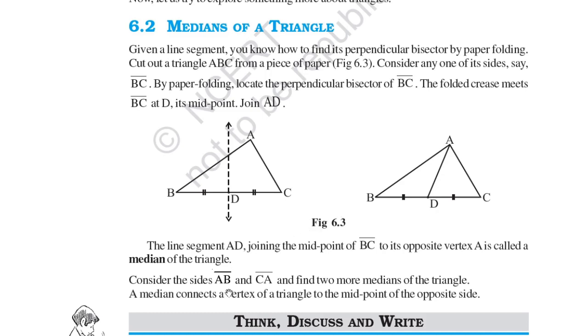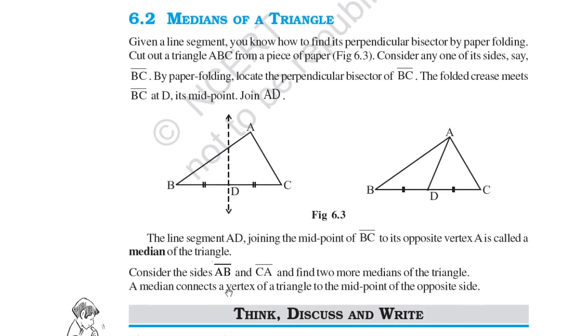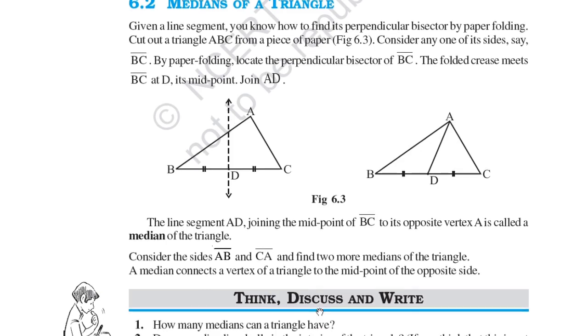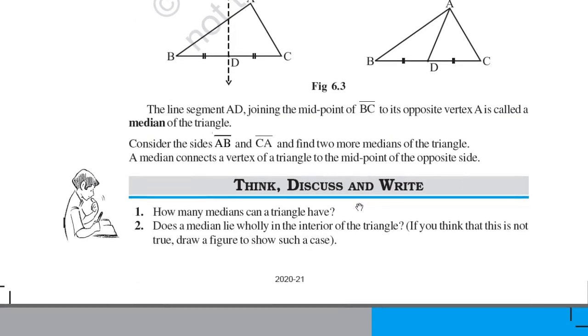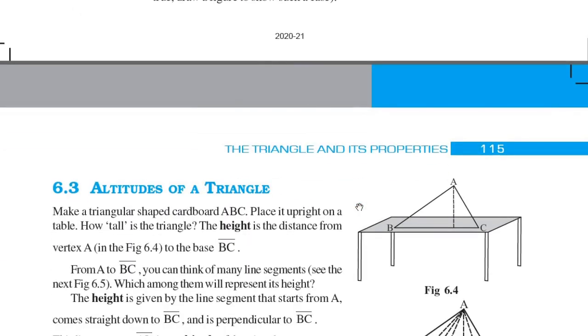Consider the sides AB and CA and find two more medians. So you can draw a median here and a median here. A median connects a vertex of a triangle to the midpoint of the opposite side. So the line from vertex C to the midpoint of side AB is a median. Here is a think, discuss and write.